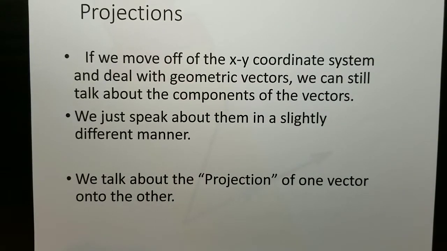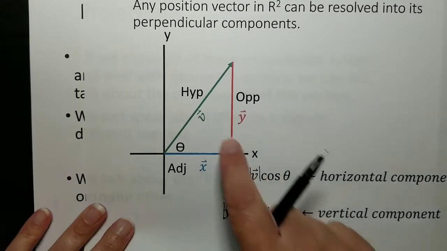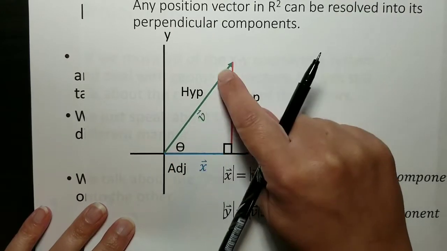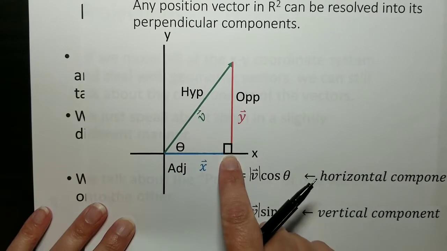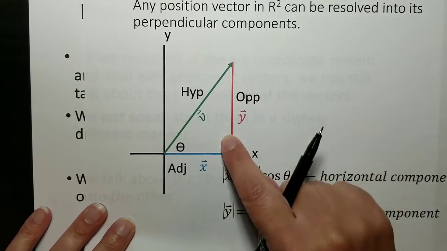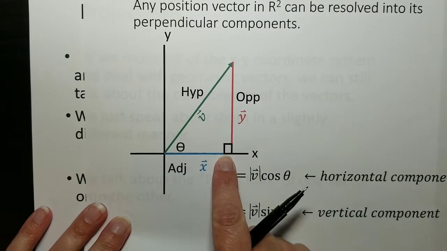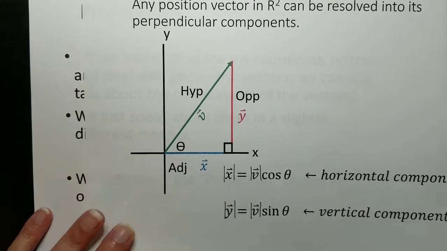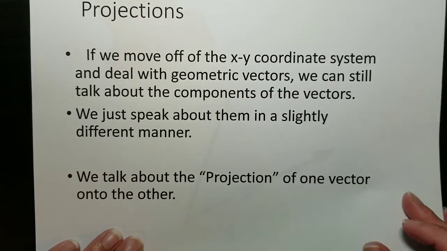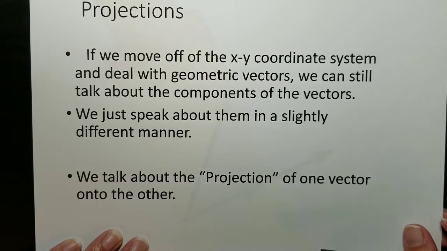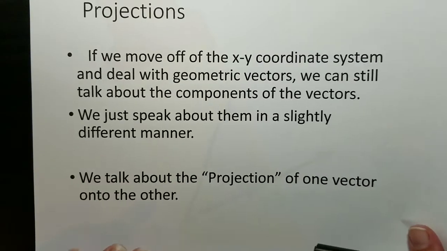Projections are really similar to this, but we're moving off the XY coordinate system and going to look at how it works with geometric vectors. So what we've been doing all along with the vector V and looking at the X component or the Y component, this vector X is actually the projection of V onto the X axis. It's how much of the vector V goes in the direction of the X axis. But we're going to look at it more generally with vectors that are geometric vectors and not related to the coordinate grid.